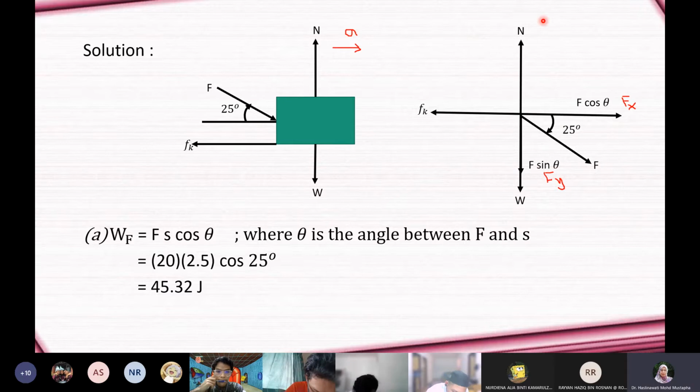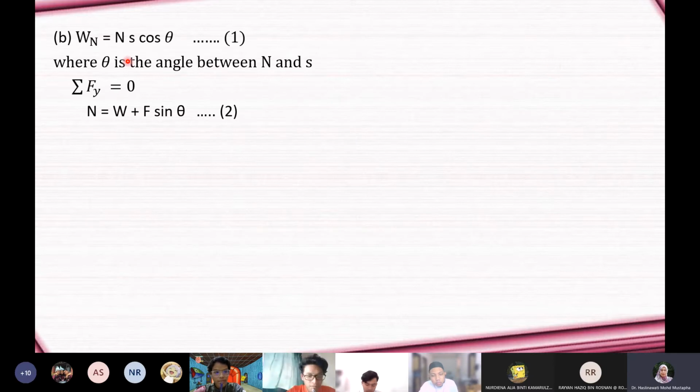In Y axis, because N ni adalah berada pada Y axis. Okay, so jadi you construct equation untuk Y axis. Okay, from Newton's second law of motion, sum of Fy is equal to ma. Tapi because a adalah kosong dalam Y axis, sebab box ni bergerak ke kanan. Jadi hanya ada pergerakan ke kanan saja. Dia bukan angkat daripada atas ke bawah, tak ada. So equal to 0 lah. Ma tu adalah kosong. So jadi sum of Fy is equal to 0.